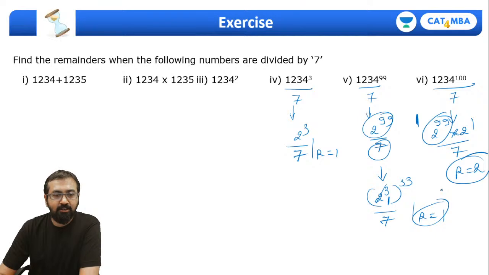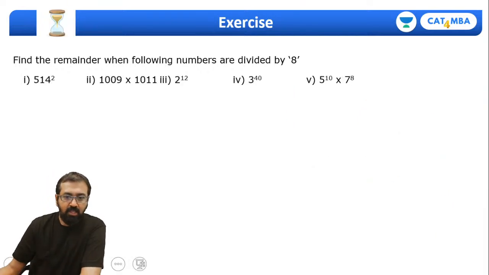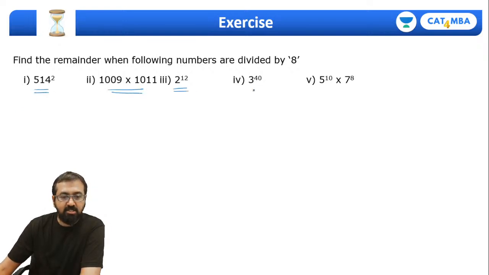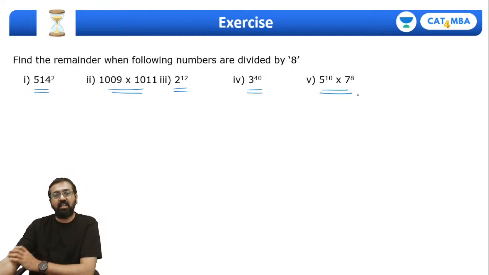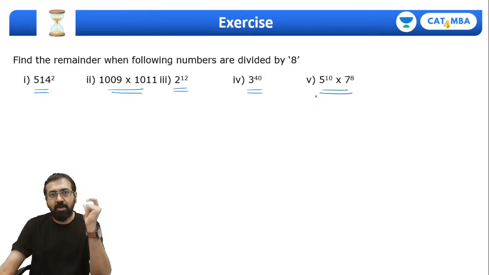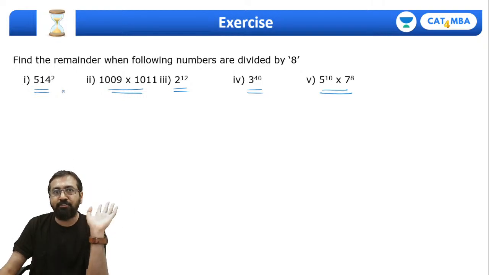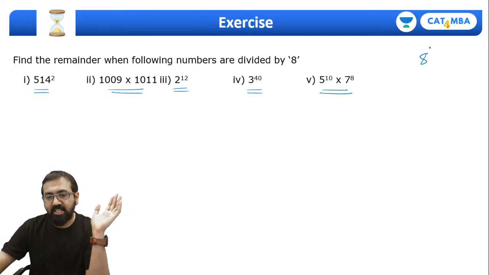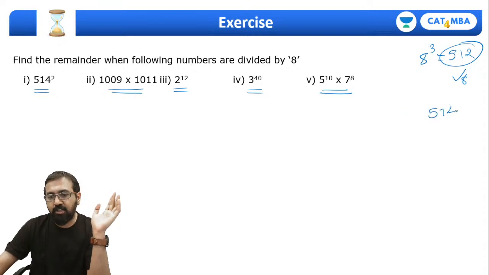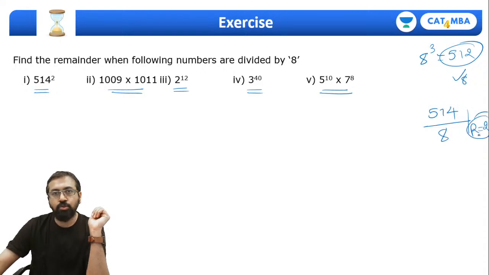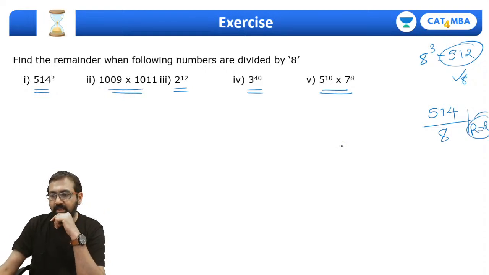So let's look at a few more questions, guys. Now I expect you to try all these questions on your own. You should tell me the correct answer quickly, without wasting even a second. It should happen quickly in your mind. For example, 8 cube is 512. So 514 divided by 8 is going to leave remainder 2, because 512 is a multiple of 8. So 514 is 2 more than this multiple of 8, so 514 divided by 8, remainder is going to be 2. Isn't that so, guys?